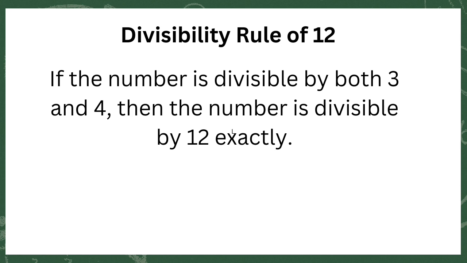For 3, we have that the sum of its digits must be divisible by 3. And for 4, we have that the last two digits must be divisible by 4. So if a particular number meets both requirements, then that number is divisible by 12.